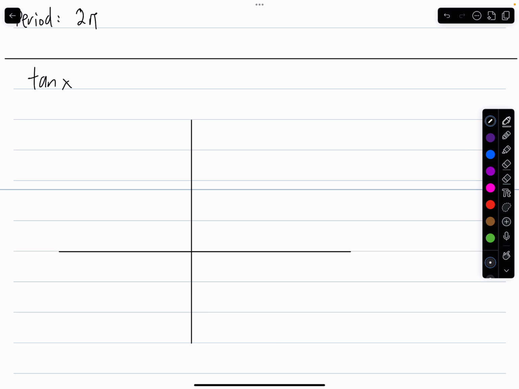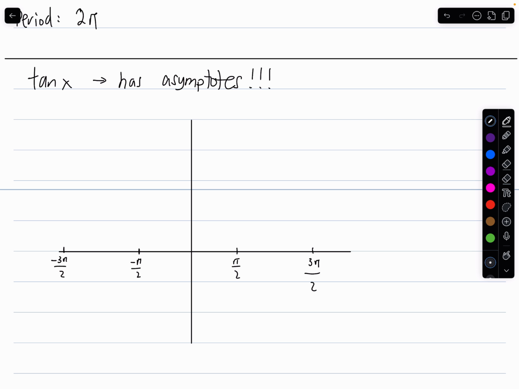The tan graph is a little bit different. The tan graph has asymptotes. It has an asymptote at pi/2 and -pi/2, and then another asymptote at -3 pi/2 and 3 pi/2. So if we draw these asymptotes in, you'll have it looking like this. Remember, an asymptote is where the graph will never touch these points.